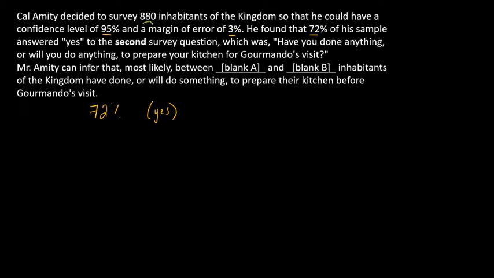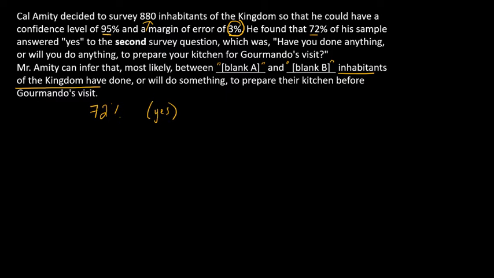So this survey is talking about 880 inhabitants. The question, though, is about inhabitants of the kingdom. Okay, so a couple things to consider. First, this margin of error is important. The reason that we're saying between this number and that number is due to that margin of error. So let's zoom out and take a look at this. Cal surveyed this part of the population. He surveyed 880 out of the total 5,000, and 72% of them responded yes to a particular question.